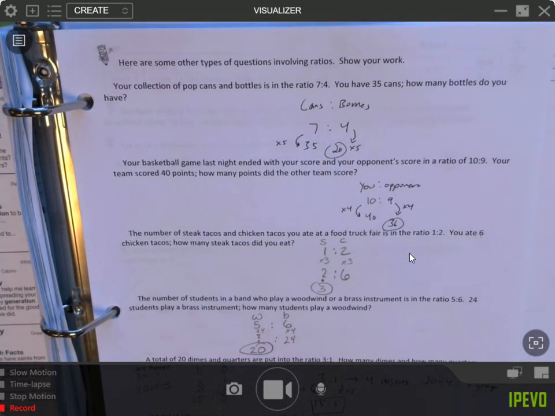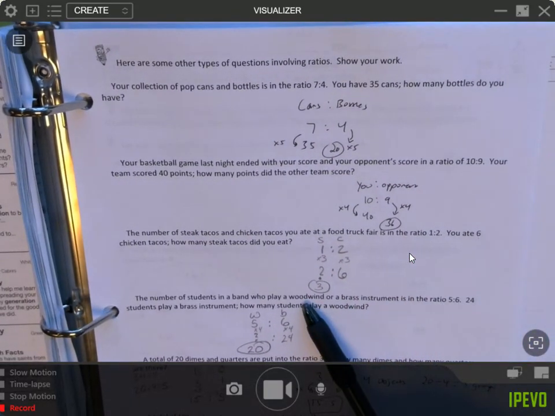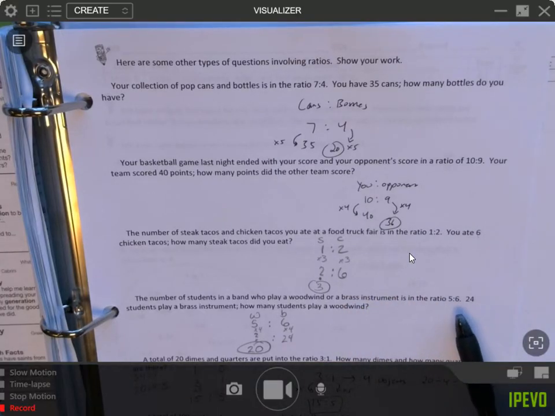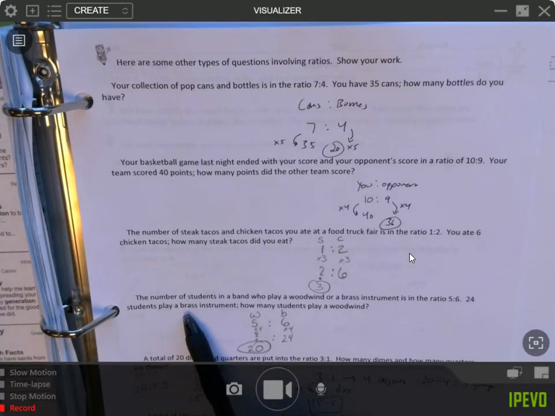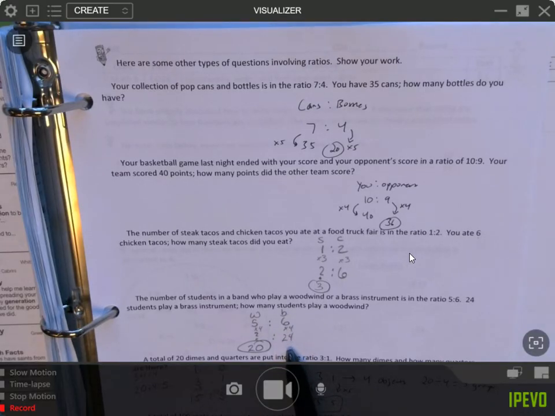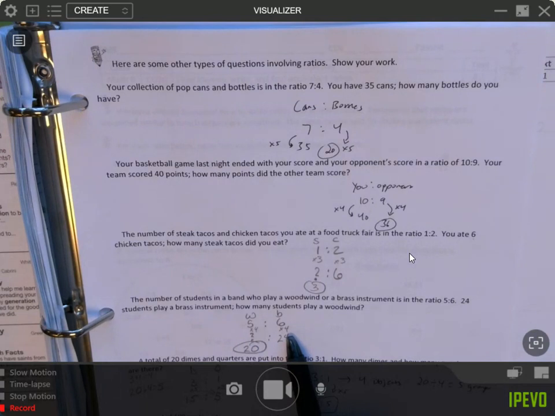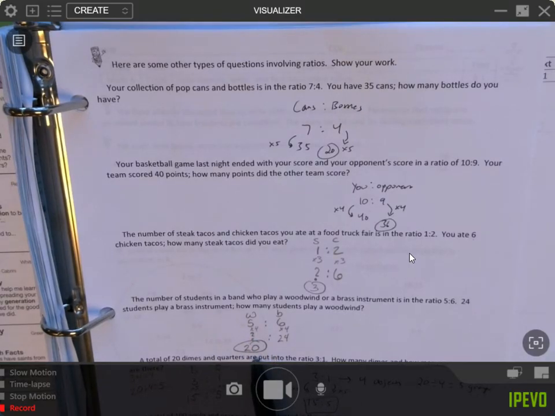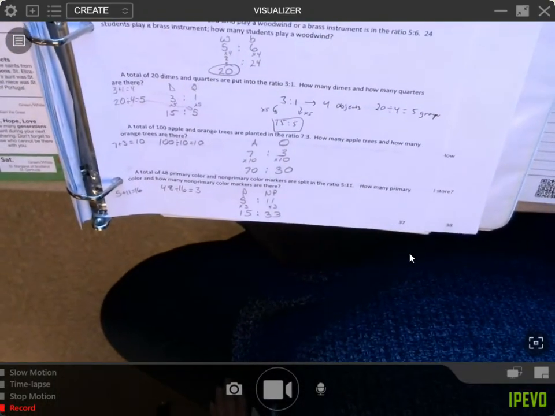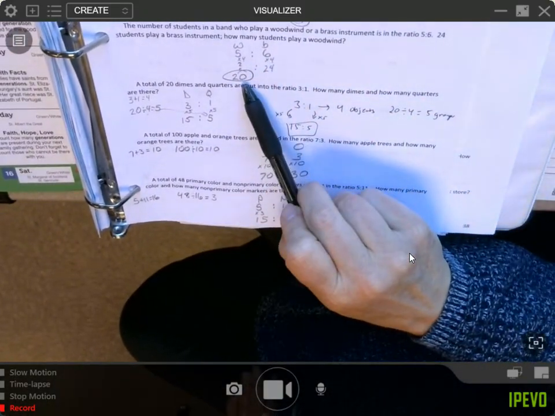Our next one is the number of students in the band. We have woodwind to brass in a 5-to-6 ratio. We know 24 play the brass, so I'm going to put the 24 under the brass. To go from 6 to 24, I multiplied by 4. So to find out how many woodwinds there are, I have to multiply by 4. 5 times 4 gives me the 20 woodwinds. So that's how we got that 20 woodwinds.